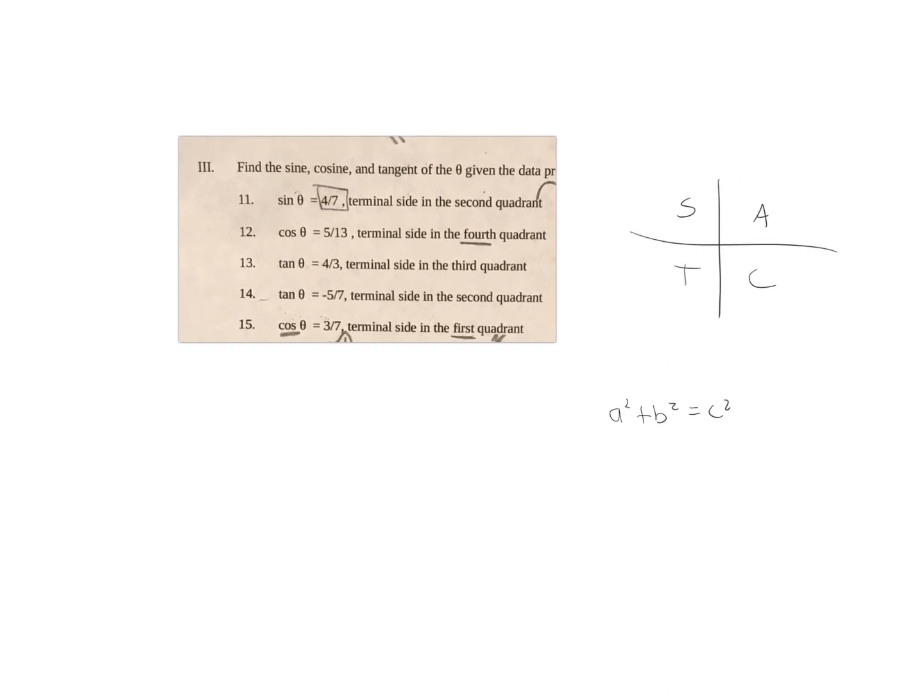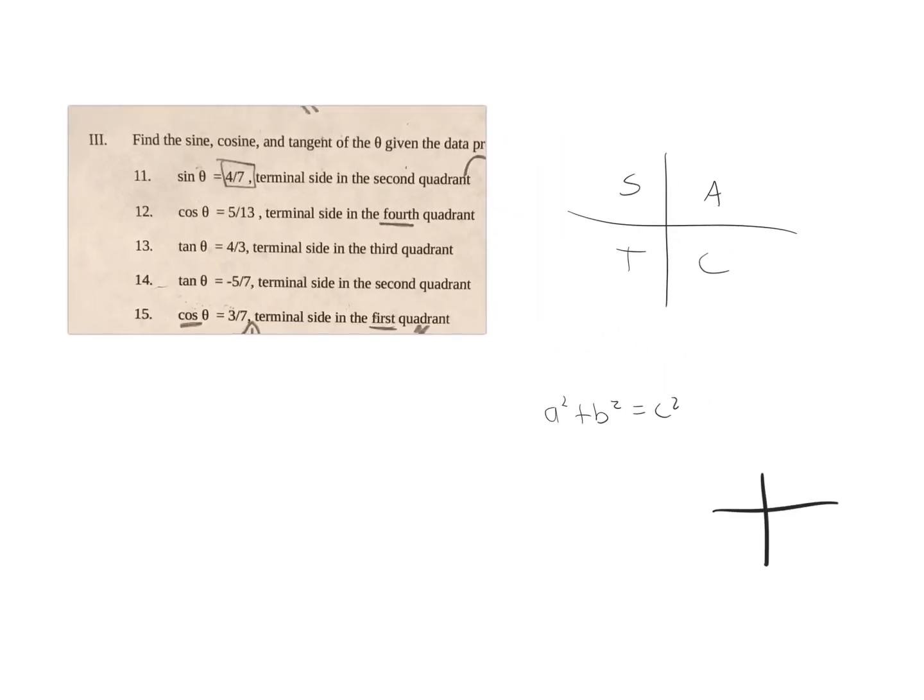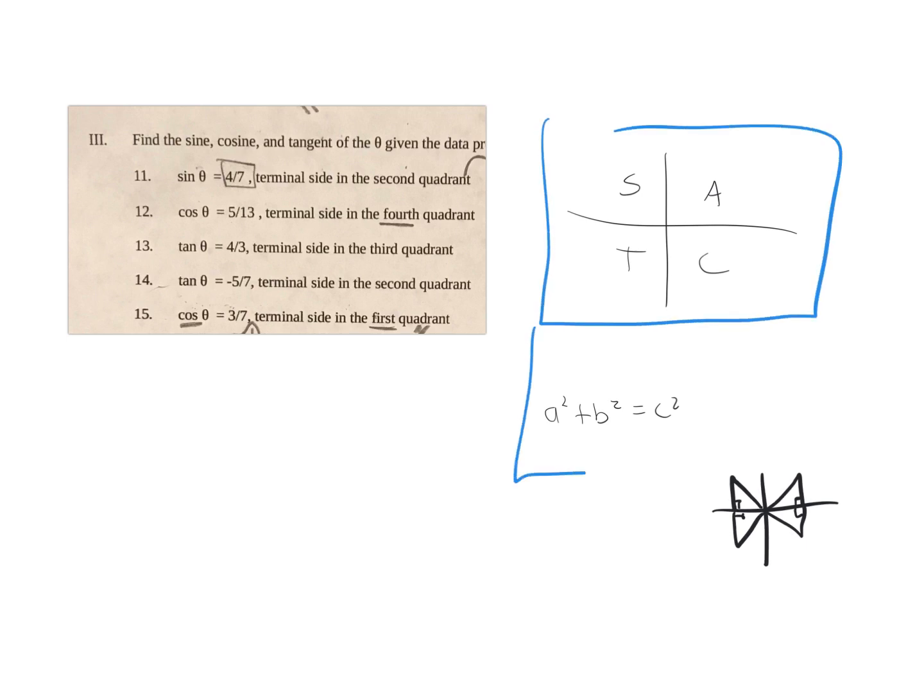Okay, so for these problems, you definitely need the All Students Take Calculus format. You also need the Pythagorean theorem, that a squared plus b squared equals c squared, okay? And you will need to understand that sort of bow tie configuration as well, okay? So these are the important concepts that you will need for these problems.